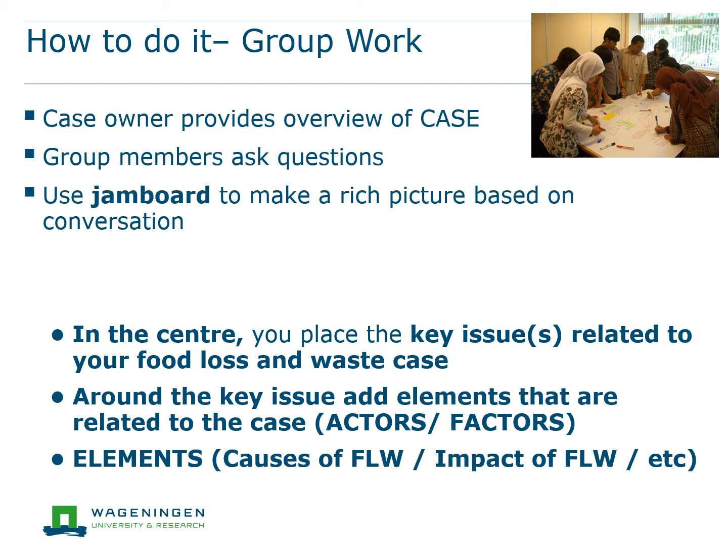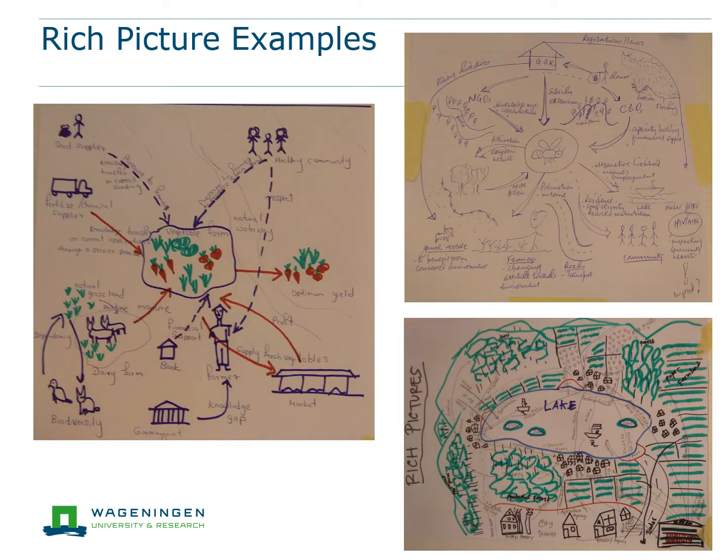You'll also be adding other types of elements. So what are the causes of food loss and waste? What is the impact of food loss and waste? And all of these different elements tell the larger part of the complex story around food loss and waste in your particular case. So these are just a couple of examples of rich pictures that you can see here that have been made in the past by other course participants.